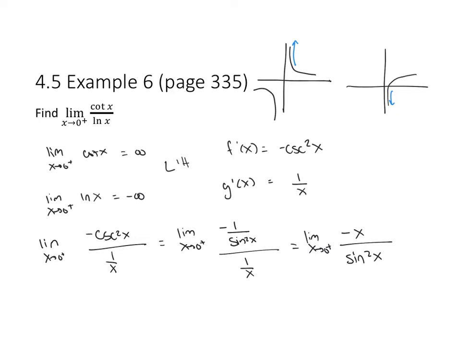So let's take the derivative of the numerator and the derivative of the denominator and see where we stand. So let's plug in the limit as x goes to 0 from the right of negative x. I'm going to be getting 0 there. And then we'll plug in the limit as x goes to 0 from the right of the denominator. The sine of 0 is 0, so 0 squared is still 0. Now we get another indeterminate form.